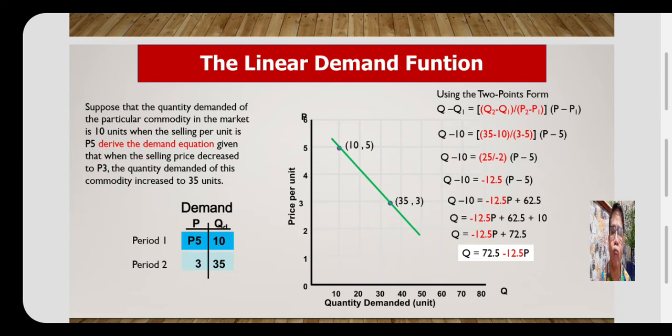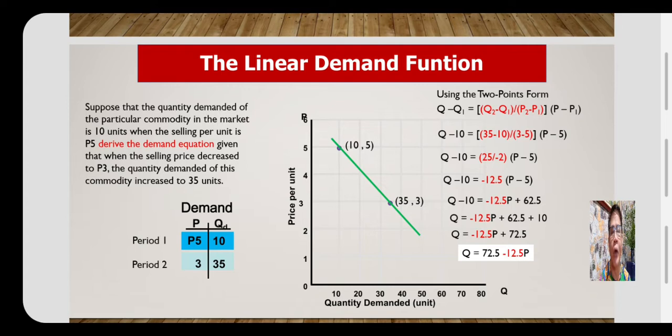And we are told to derive the demand equation after the price has changed from 5 pesos to 3 pesos, so that the new price now is 3 pesos. And because of the change in price from 5 pesos to 3 pesos, the quantity demanded also changed from 10 units to 35 units. Thus we have these two periods, or 2 points on a Cartesian plane.